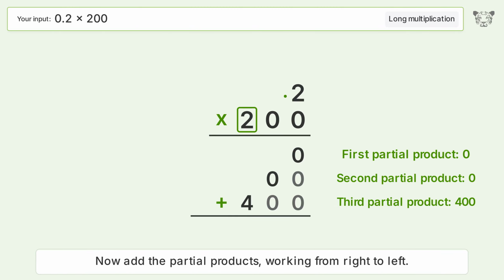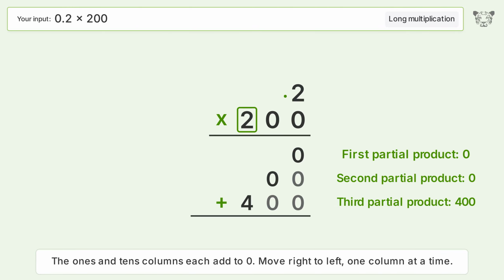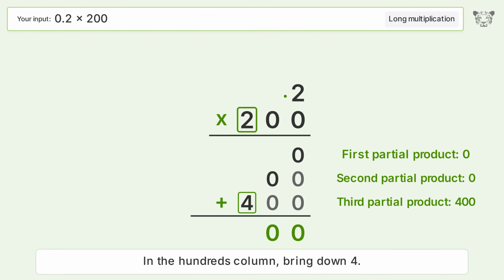Now add the partial products, working from right to left. The ones and tens columns each add to 0. Move right to left, one column at a time. In the hundreds column, bring down 4. The product of the whole numbers is 400.